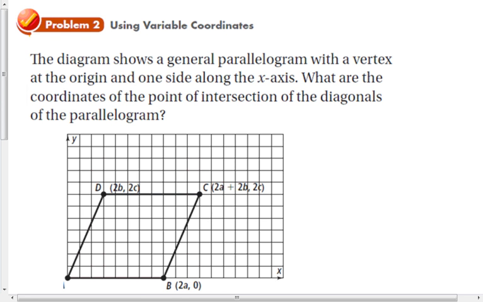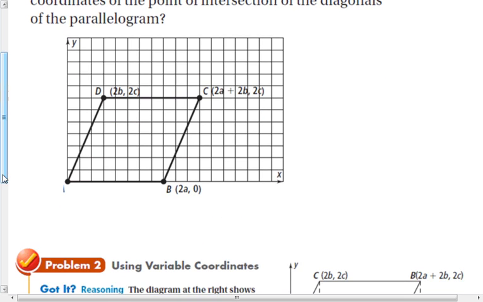All right, we're going to use the variable coordinates in this problem. It says the diagram shows a general parallelogram with a vertex at the origin and one side along the x-axis. What are the coordinates of the point of intersection of the diagonals? So we are going to use the coordinates to help us get the diagonal coordinates. Looks like we're missing this point 0, 0, and this is A. Okay, so we need to find the midpoints. And one thing we should remember is that parallelograms have bisecting diagonals.